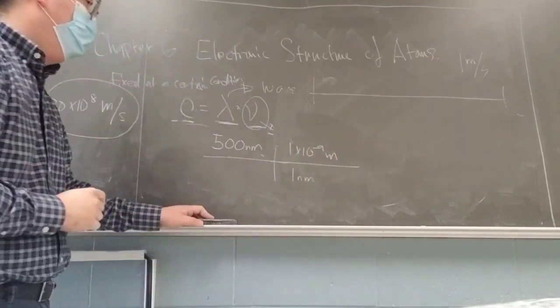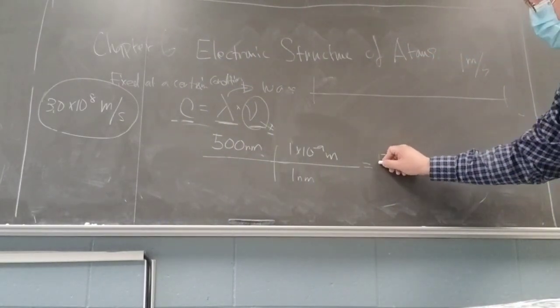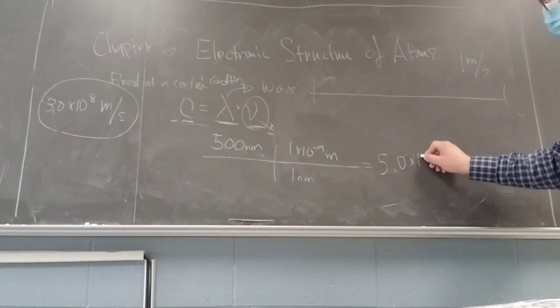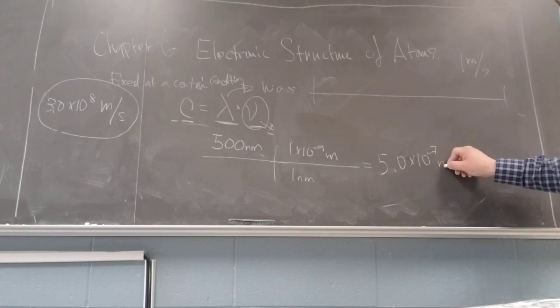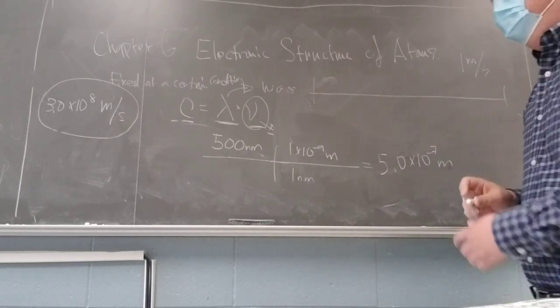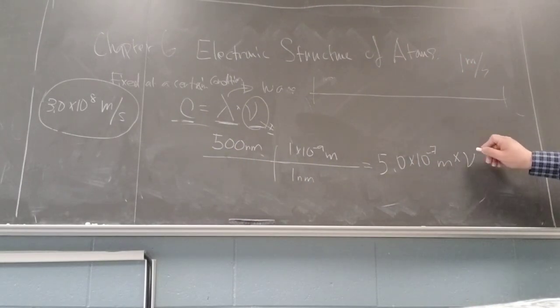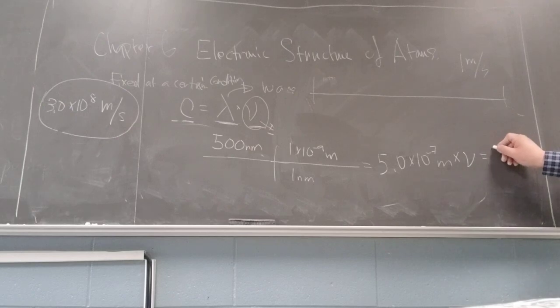Okay, over here. So this will become what? 5.0 times 10 to negative 7 meter. So now we switch to the meter, okay? And then, as you know, this one times your frequency has to be what? Speed of light, which is 3.0 times 10 to the 8.